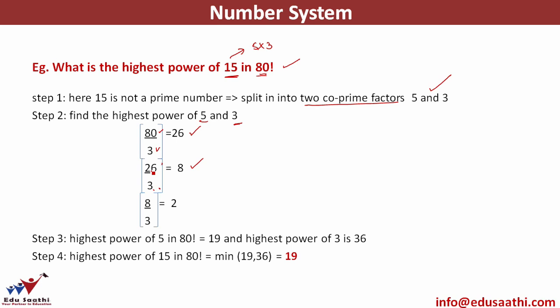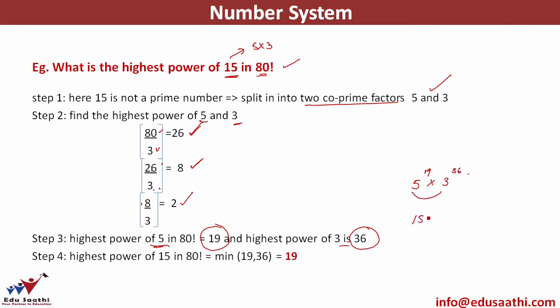8 3s are 24 plus 2. So 8 when divided by 3 gives a quotient of 2. 2 when divided by 3 gives 0, and so on. So the highest power of 3 would be 26 plus 8 plus 2, which gives you 36. Highest power of 5, which we have already calculated, is 19. So I have 19 5s and I have 36 3s.